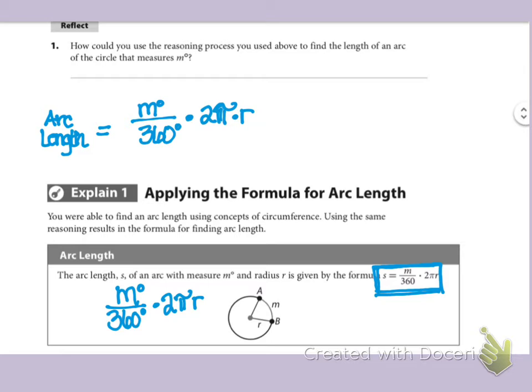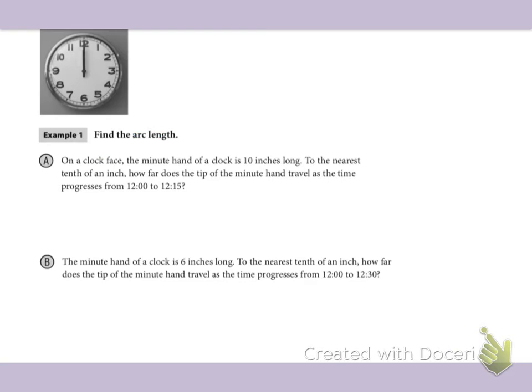Now, of course, if they give you the diameter instead, then you could do pi d, because we learned that those are interchangeable circumference formulas. So my arc length S is equal to this. So now we're going to take a look at a few examples where we're going to apply that.